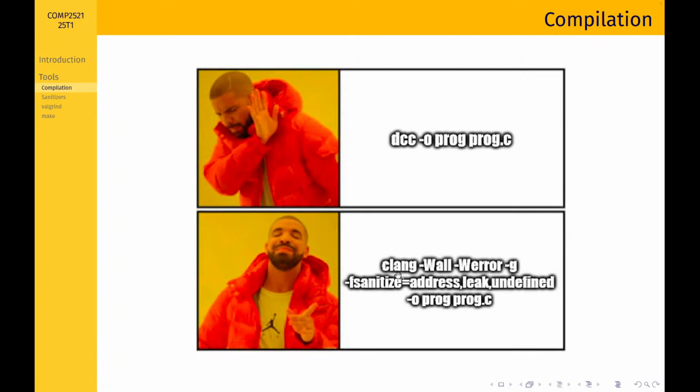And fun fact, DCC actually uses Clang under the hood. What it does is it compiles your program using Clang, and then it wraps it in some other software that creates more friendly error messages. Okay, so this is how we're going to compile things in this course.